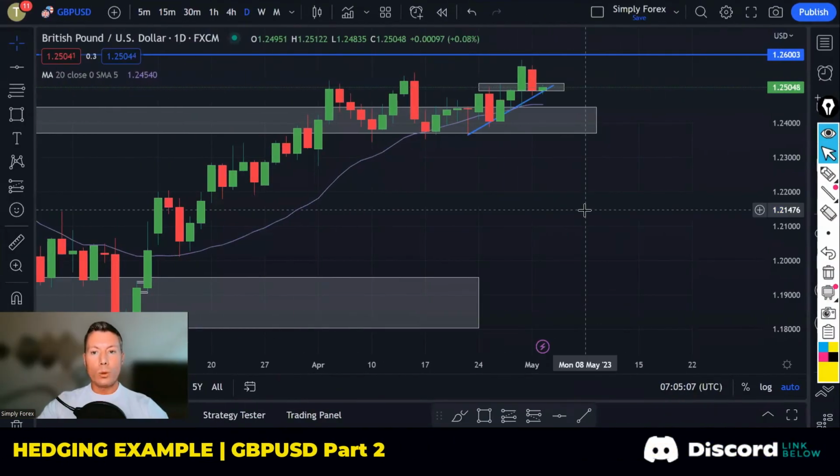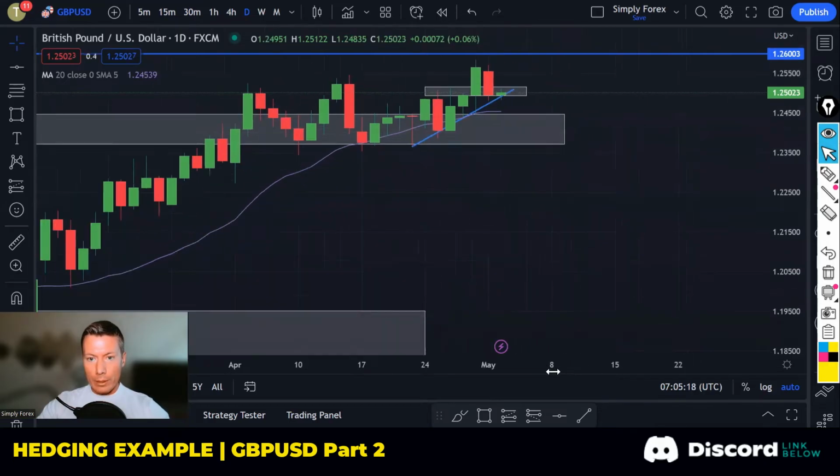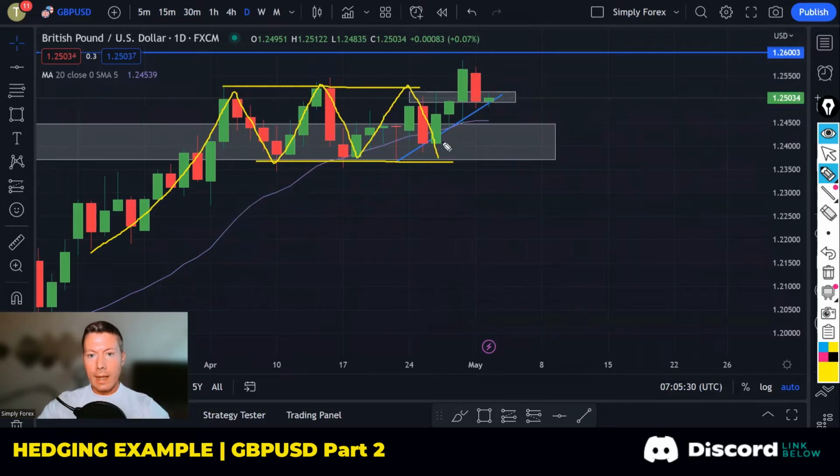Hello, traders. Welcome to part 2 of washing the pound US dollar buy trade. So what were we looking at? This is the day chart, guys, and this is the reason we were looking for buys. We were in an uptrend, then we got into a bit of a range between here and here, and then we had a break of that range with this candle. So we are back in an uptrend.